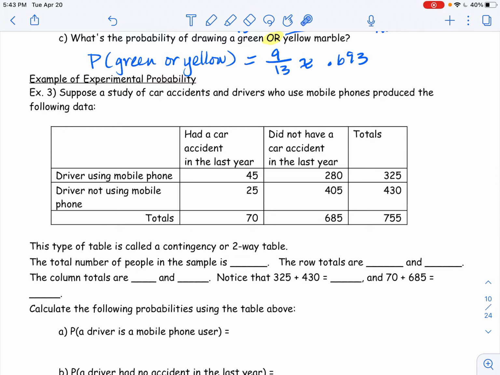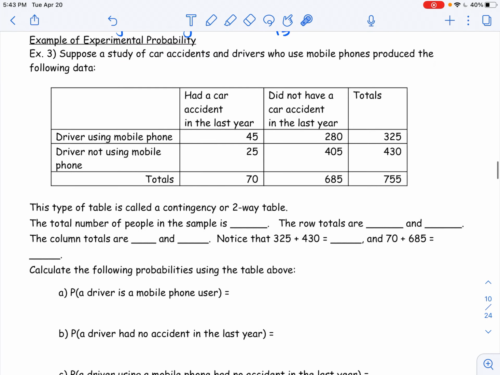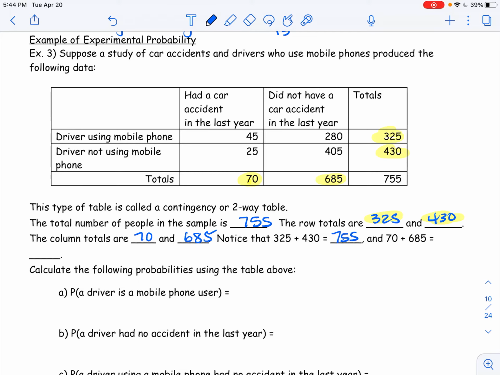Examples of experimental probability. Example 3, suppose a study of car accidents and drivers who use mobile phones produce the following data. This type of table is called a contingency or two-way table. The total number of people in the sample is 755. The row totals are 325 and 430. The column totals are 70 and 685. Notice that 325 and 430 equal 755, and 70 and 685 also equal 755.